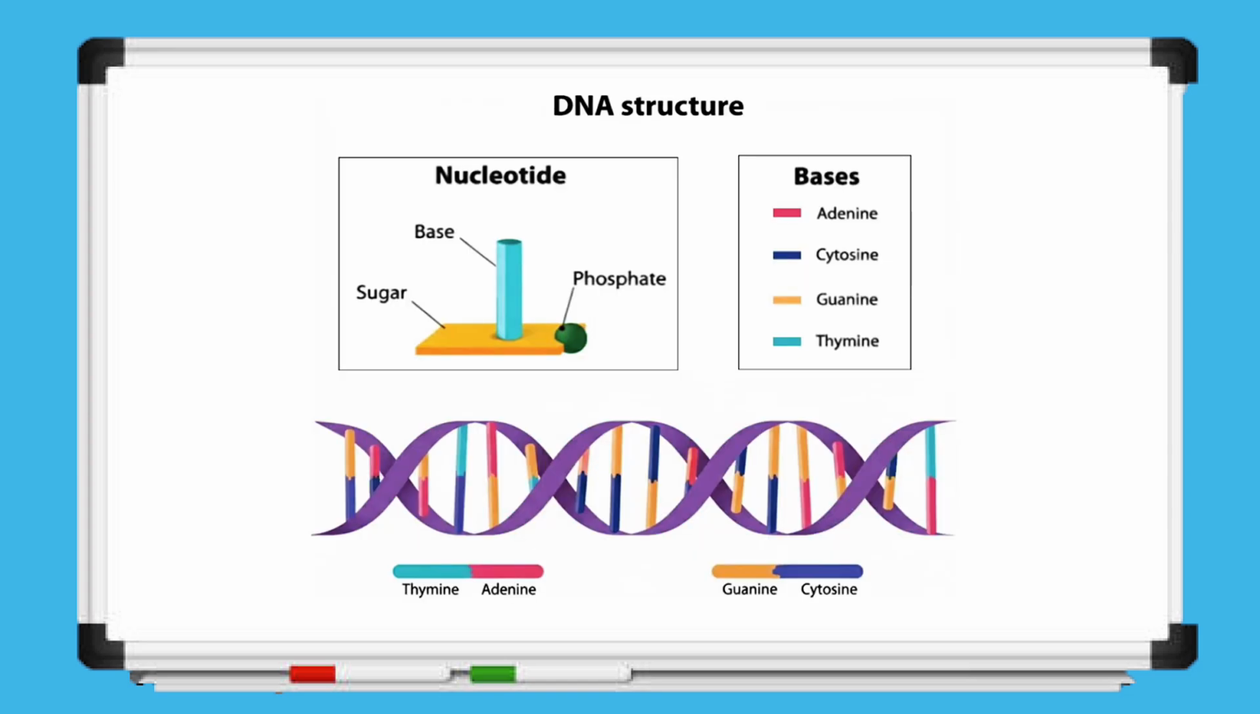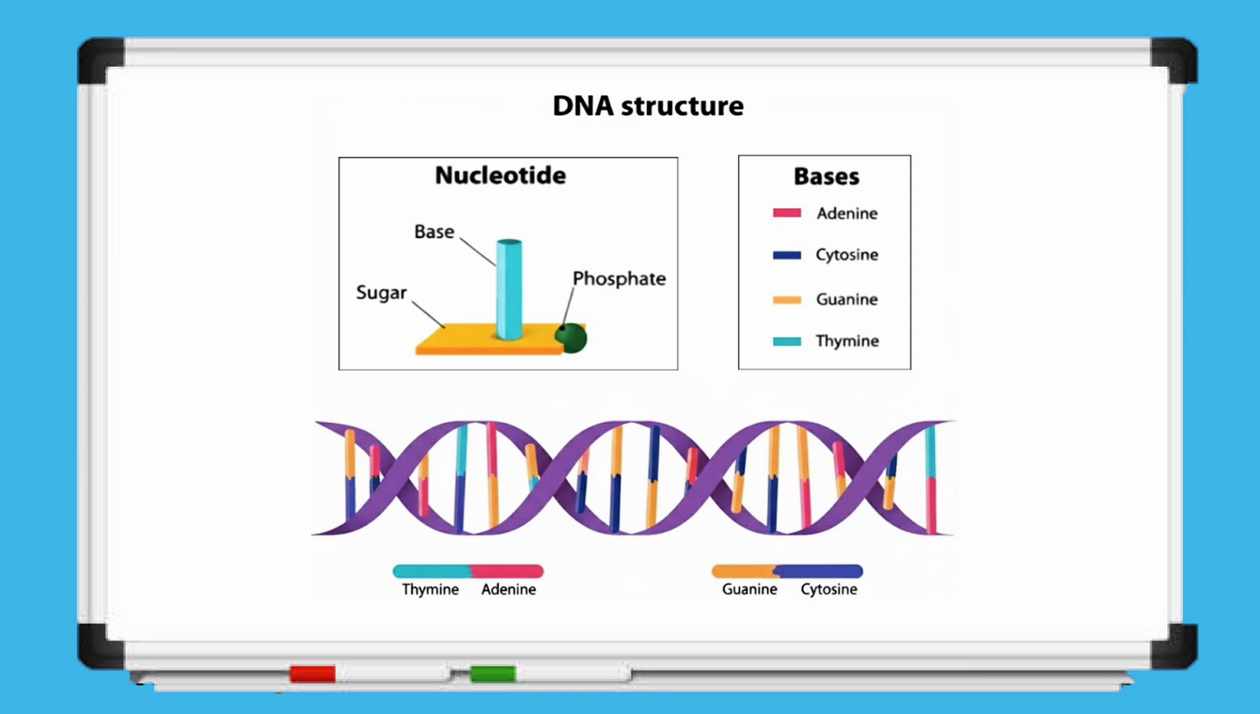Looking more closely, this image illustrates the fundamental structure of DNA, or deoxyribonucleic acid. It shows that DNA is organized as a double helix, which is made up of smaller units called nucleotides. Each nucleotide consists of a sugar molecule, a phosphate group, and one of 4 nitrogenous bases. The 4 nitrogenous bases that make up the genetic code are adenine, cytosine, guanine, and thymine. These bases follow specific pairing rules. Adenine always pairs with thymine, and cytosine always pairs with guanine.